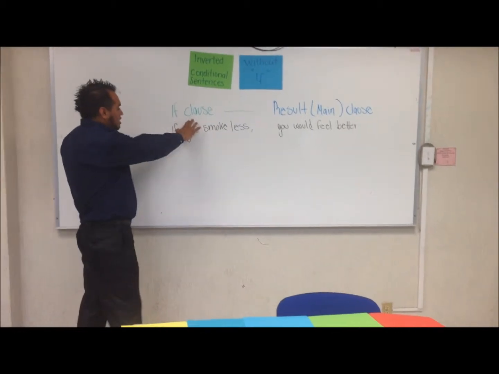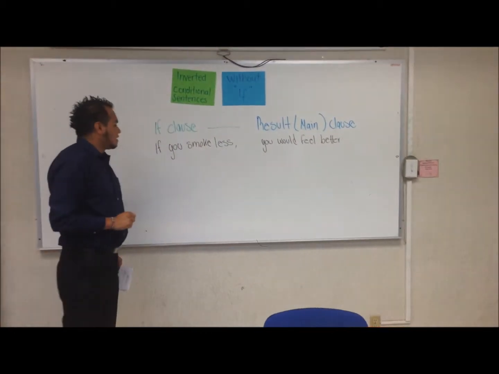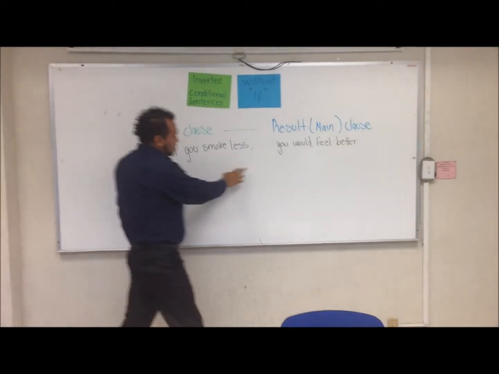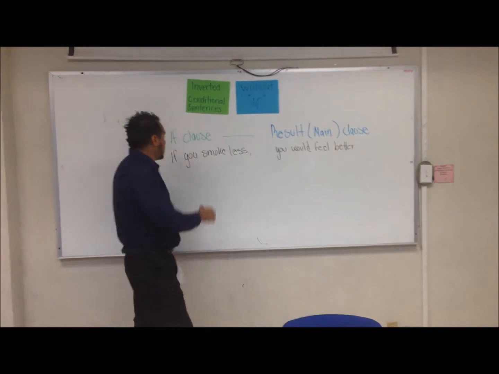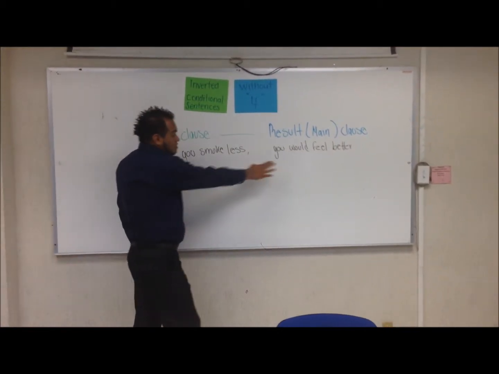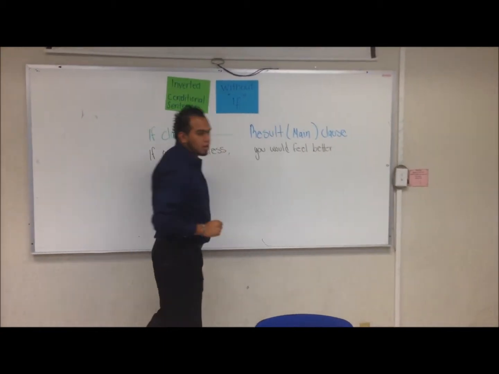It is mainly composed of an if clause and a result clause or main clause. Here we have an example. If you smoke less, you will feel better. That would be our example. We have the if clause, which is if you smoke less, and we have the result. What is going to be the result if you smoke less? You will feel better. Okay.